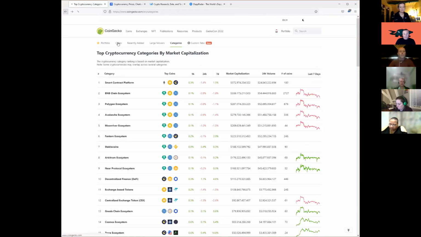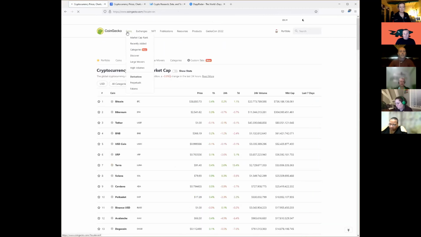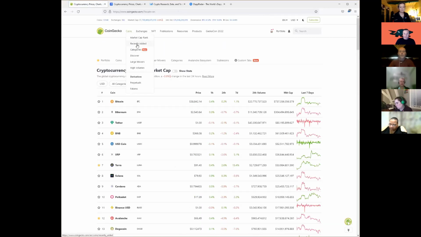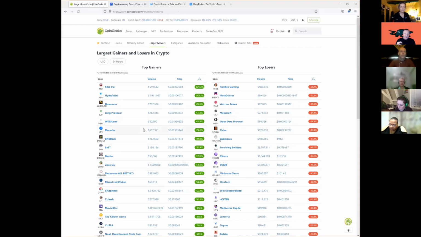If we go to some of the other sections on here, got the large movers. So you can see the gainers and losers. Now, the only caveat I'd put with this is some of these are really, really tiny coins and very, very low market cap as well. So some of them will be tokens that are potentially meme tokens. So it may be something that you might want to look at, but I'd give that caveat with it.